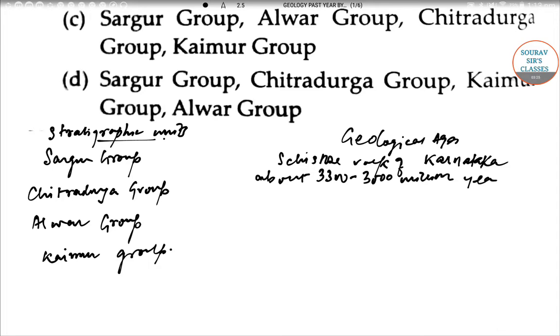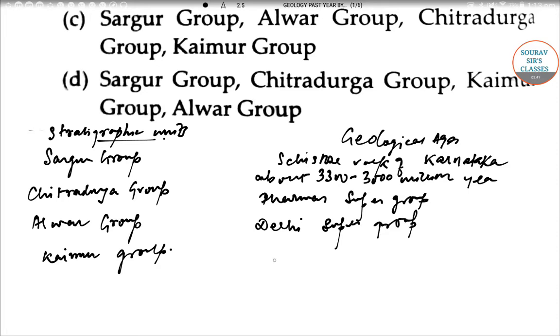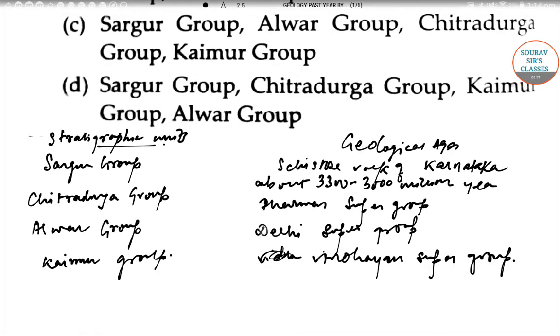The Chitradurga group is part of the Dharwar supergroup. Then the Alvar group is in the Delhi supergroup. And the Camel group is in the Vindhyan supergroup. Okay, so the correct option to this question would be option number.